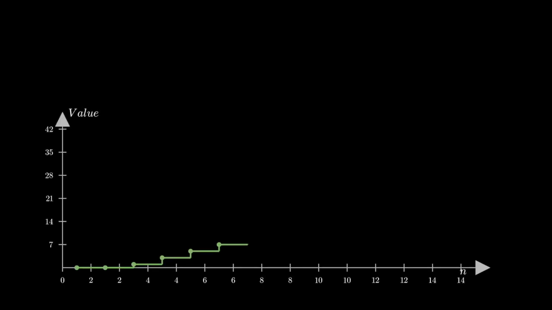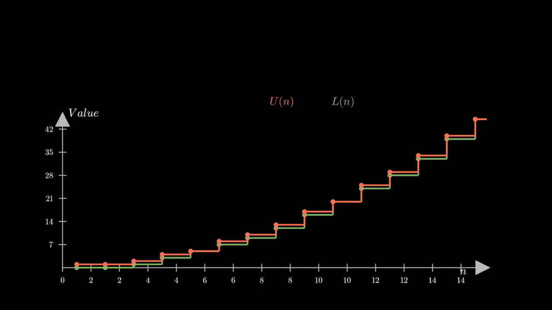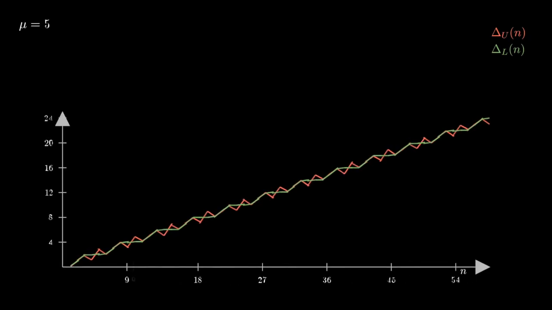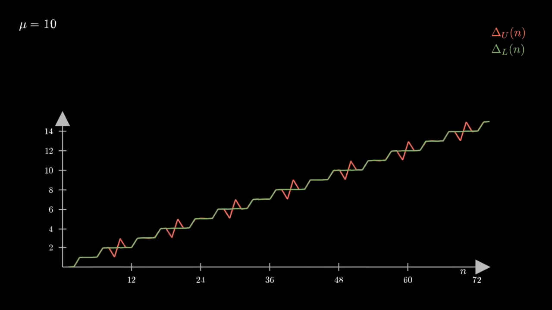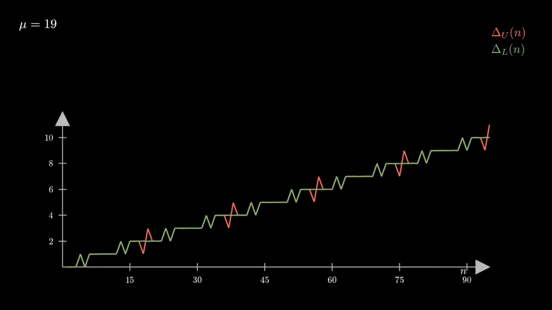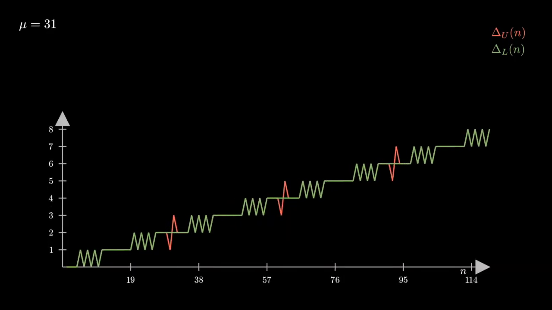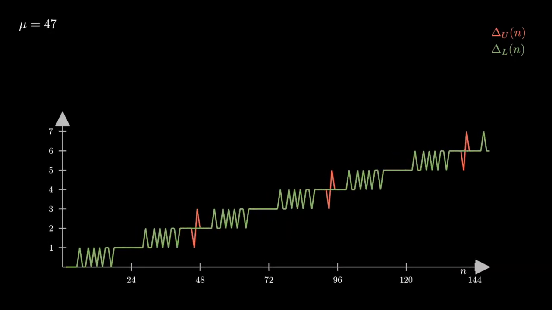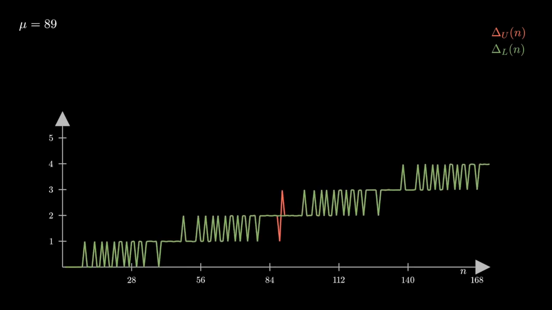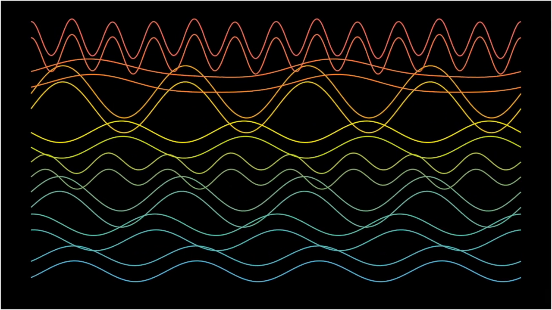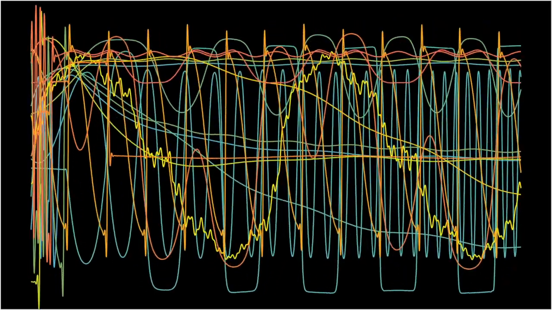But something else caught my eye. The lower and upper sequences themselves always increase, but their deltas start to behave differently as mu grows. For small mu, they rise and fall like clean waves, almost periodic. But for larger mu, those waves begin to distort, drift, and lose rhythm. It felt like watching order dissolve, an arithmetic form of entropy increasing with mu.